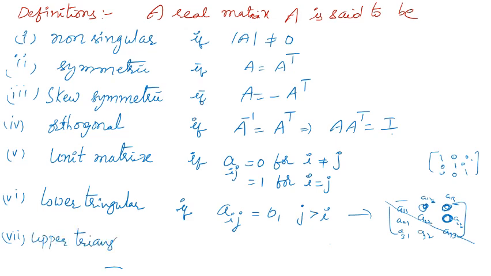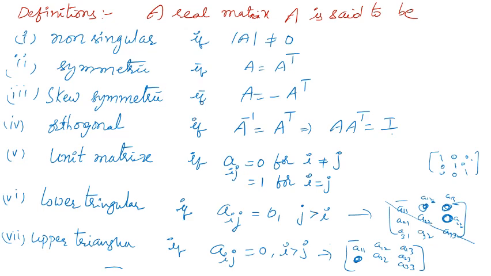Similarly, upper triangular matrix. Upper triangular means what? Same, Aij is equal to 0 for i greater than j. Again, the same logic. A11, A22 diagonal elements are not zeros. 1 2 is there, 1 3 is there, 2 3 is there. 2 1 is 0, 3 1 is 0, 3 2 is 0. So when i greater than j, Aij equal to 0, then the matrix is called upper triangular matrix.